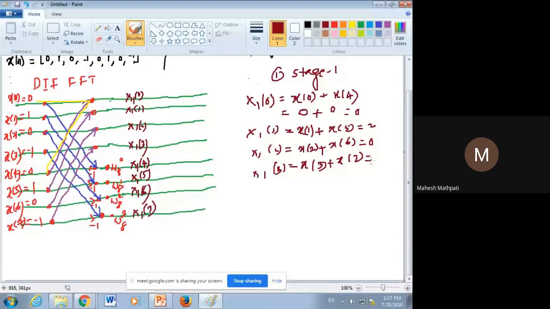the answer, 3 and 7, -1 and -1. So it is -2. Okay. Any question here? Any difficulty? Any confusion?